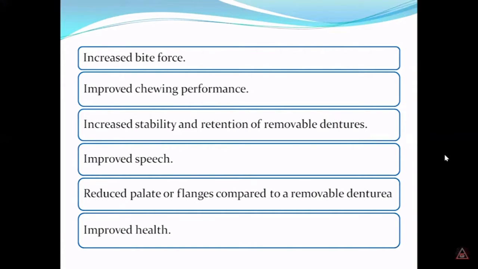Ten years back, it was very difficult to convince patients to get an implant. One reason was cost, and another was the patient's limited knowledge. But nowadays, patients come to you for replacement of missing teeth with dental implants.